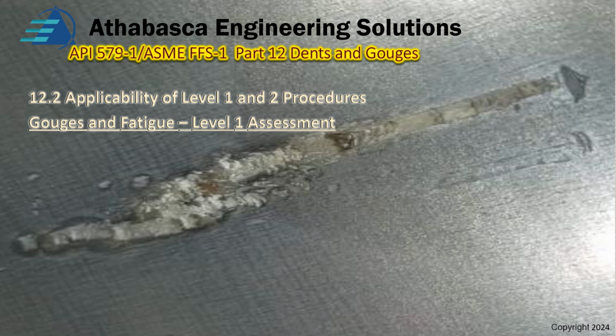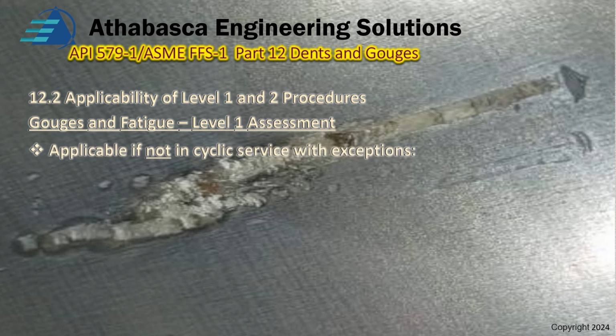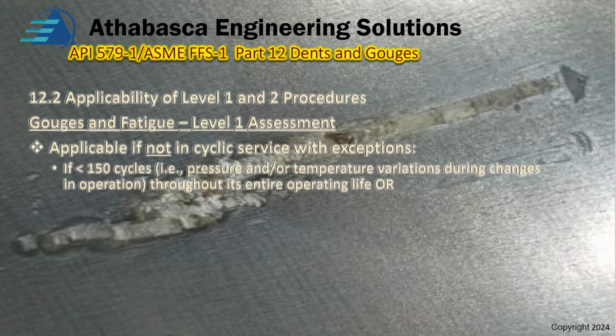Part 2 has a few more conditions for gouges and fatigue, a level 1 assessment. Basically, it says it's applicable if not in cyclic service with the following exceptions. If the cycles are less than 150 cycles, and that can be pressure or temperature variations during changes in operation throughout its entire operating life, or secondly, it satisfies the screening procedure in Part 14, fatigue.